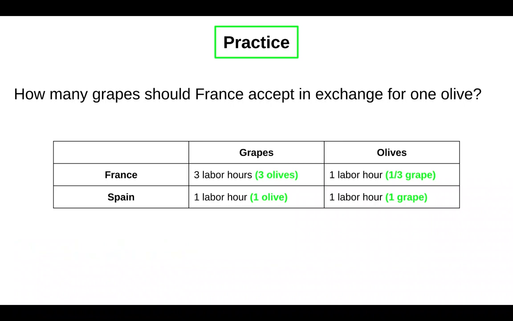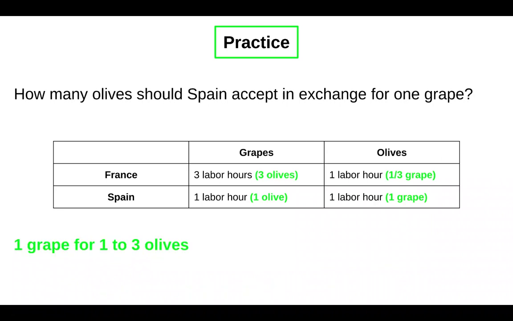So let's try it again. How many grapes should France accept in exchange for 1 olive? Go ahead and pause the video and see if you get it. All right. So the correct answer is 1 olive for 1/3 to 1 grape. So what is France producing? Olives. What do they want? Grapes. So where's grapes in my table? It's right here. And so I set it as a range, 1/3 to 1. So it's 1 olive for 1/3 to 1 grape. And if you notice, that's the reciprocal of what we did here.